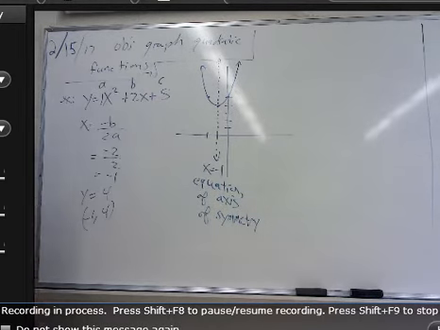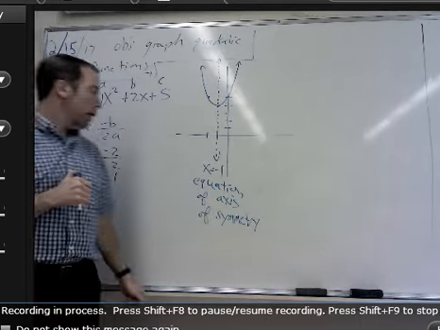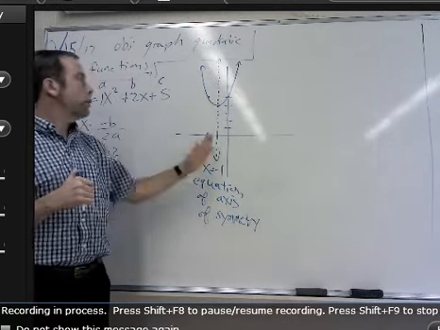An axis goes through the middle of something. The axis of symmetry cuts right down the middle, left side and right side.